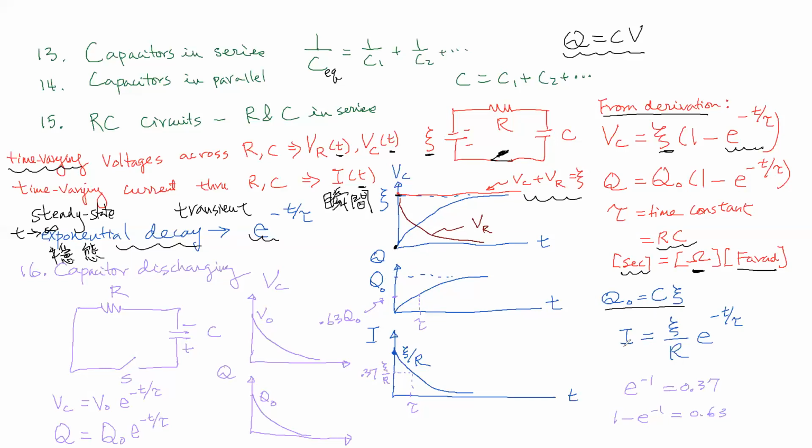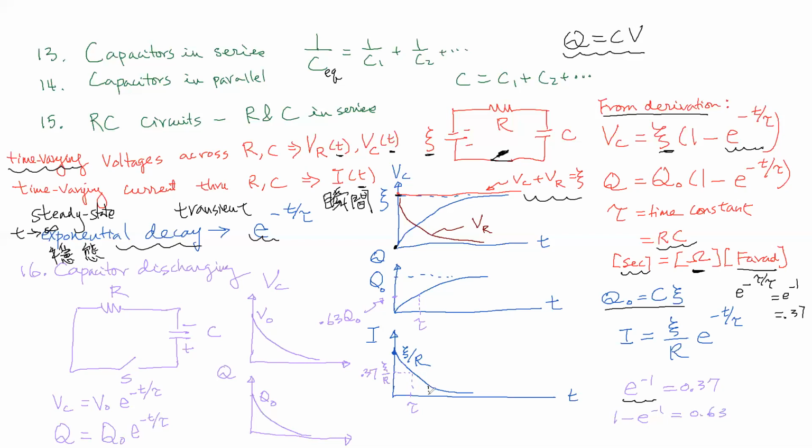And how about for I? I is the exponential decay, right? There's no 1 minus. So you can see at a time equal to tau, you will have 0.37. So you'll be just like E minus 1, right? So T equal to tau is E to the minus tau over tau, right? So that's equal to E minus 1, which is equal to 0.37, and then times epsilon divided by R. So this is 0.37 epsilon divided by R when time is equal to tau.